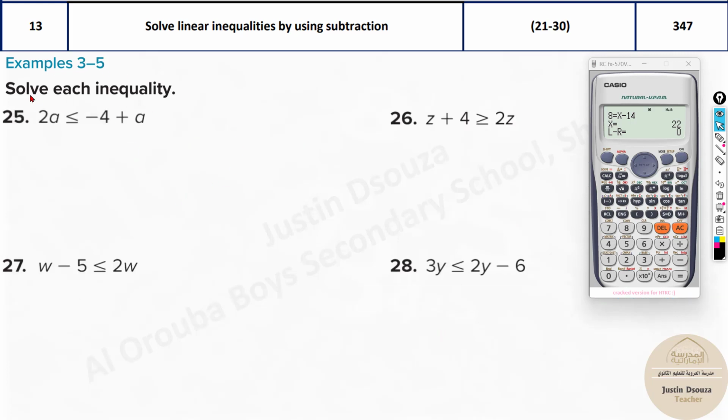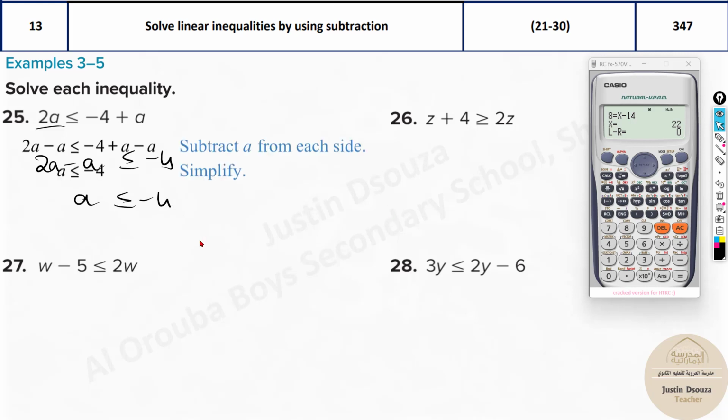Now what if there are two variables? There is a very important rule which you must remember in this case. When there are two variables, look which is the bigger variable. This is big. So leave that there itself, move this to the other side. It will be 2a minus a less than or equal to negative 4. So it will be a less than or equal to negative 4. This is the answer. You can see this is the answer.